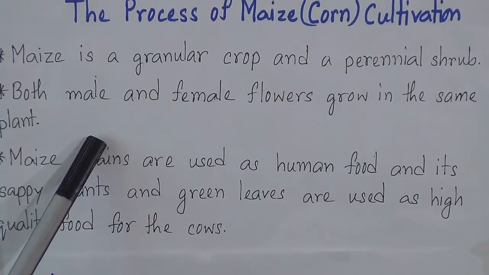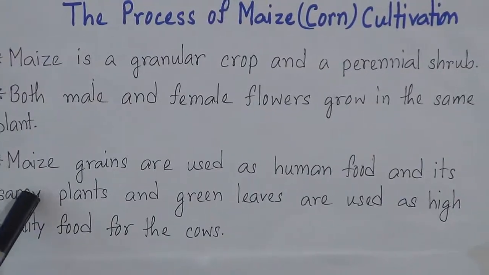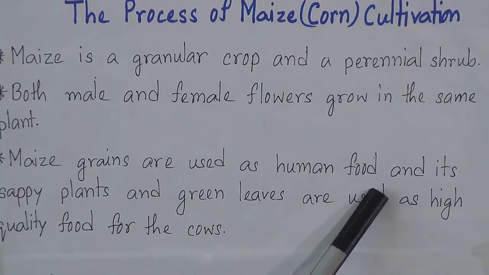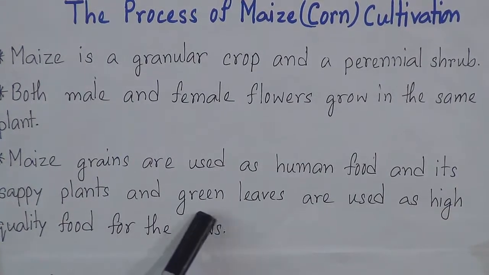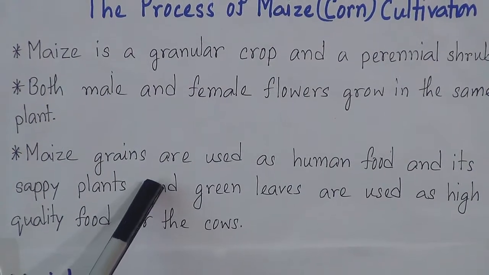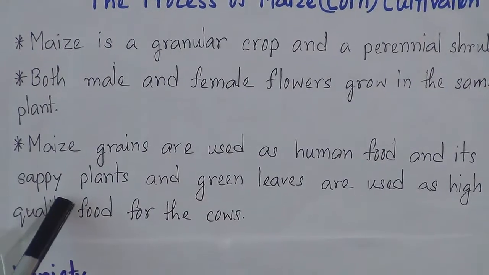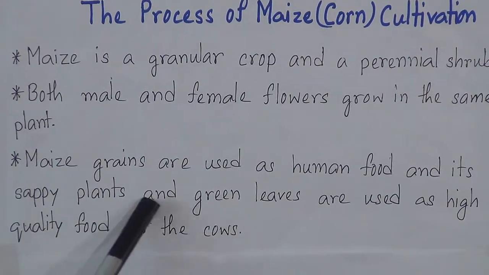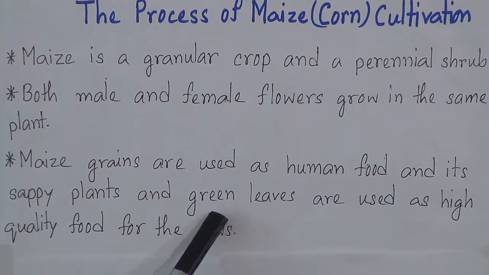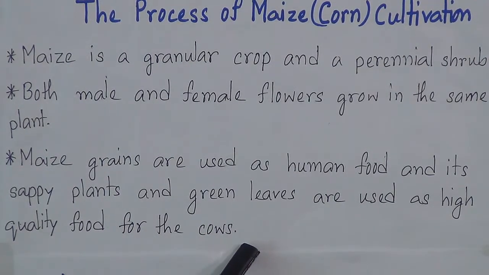When the female flower is fertilized, the flowers become mocha, and maize grains are used as human food, and its sappy plants and green leaves are used as high quality food for the cows. So we take maize grains or corn as a food, and the sappy or green plants are also used as the food of cows. So it is important for the livestock, poultry and fish feeds also.